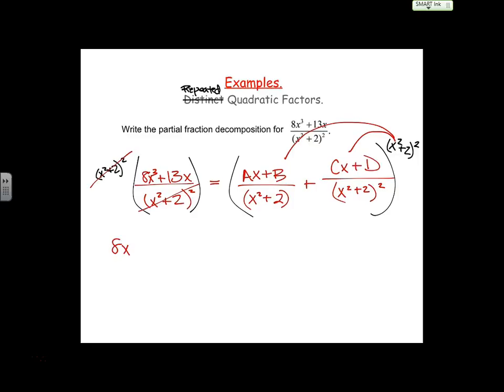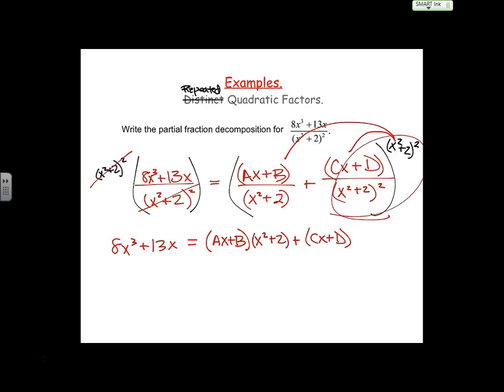On the left, the 8x cubed plus 13x remains. On the right, remember, these little guys need to go in parentheses. They're grouped. Ax plus b is being multiplied by, how many will be left? 1 x squared plus 2, because the 1 is going to cancel. Cx plus d is going to get grouped. How many are going to be left when you look at these two denominators? Yeah, they're all going to cancel out, so that's it.